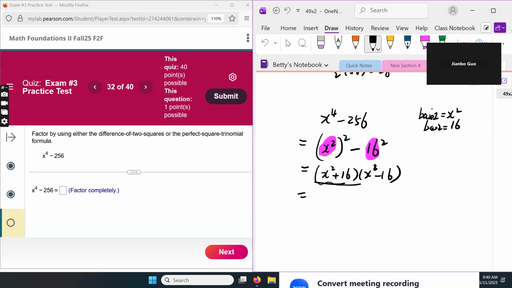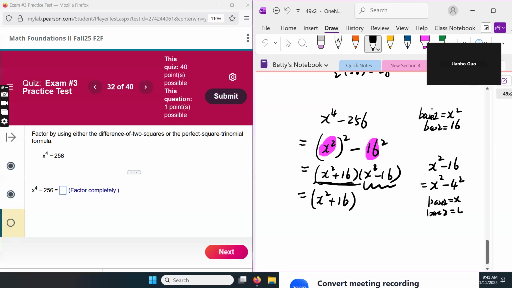This is a prime, okay? It's a sum of two squares. Write it down. This one is non-prime. This one is a difference of two squares again. x squared minus 16 is x squared minus 4 squared. First base is x. Second base is 4. So we can factor that as x plus 4 times x minus 4.